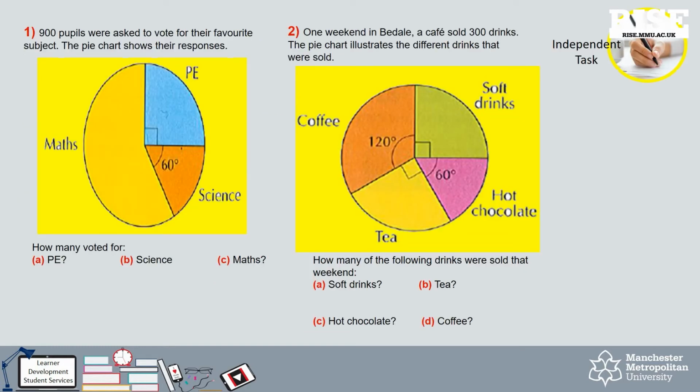Have a go at these questions then, using the size of the angles to calculate the numbers in each section. Pause the video, and when you're ready for the answers, press play.